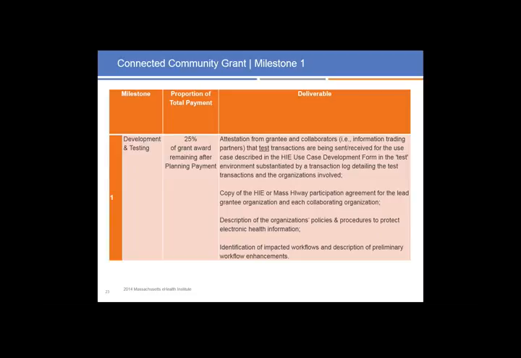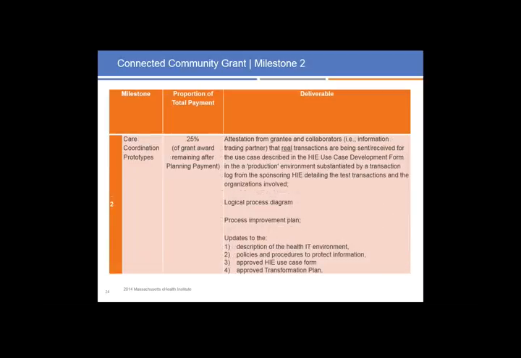We're also looking for a copy of the Highway or HIE participation agreement for the lead organization and each collaborating organization, a description of the organization's policies and procedures to protect electronic health information, an identification of impacted workflows, and a description of preliminary workflow enhancements.